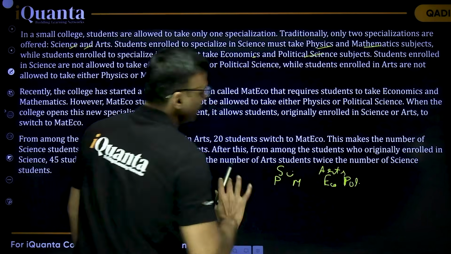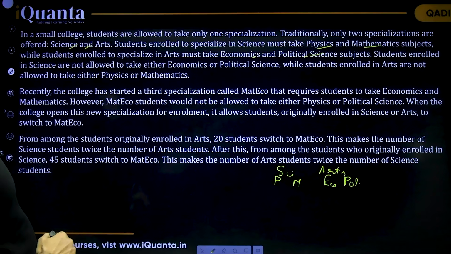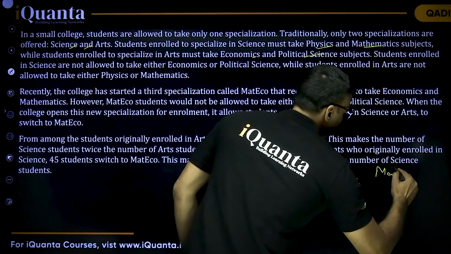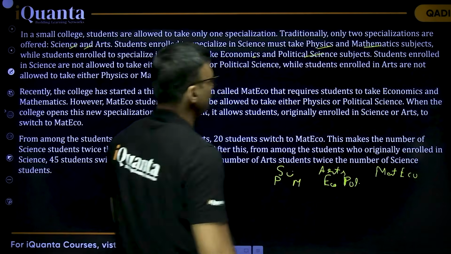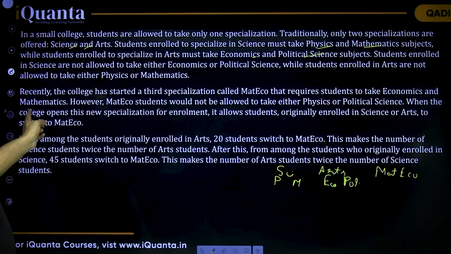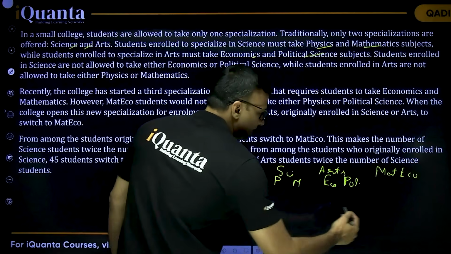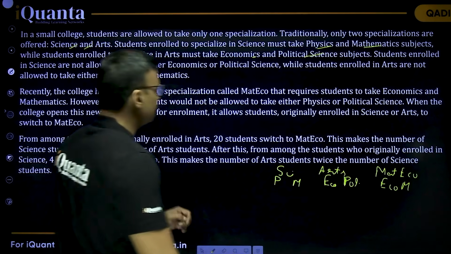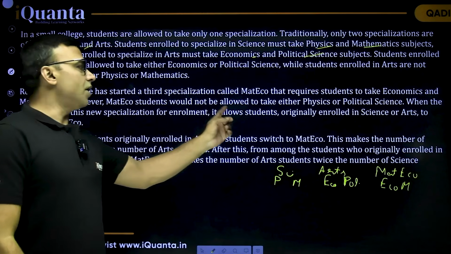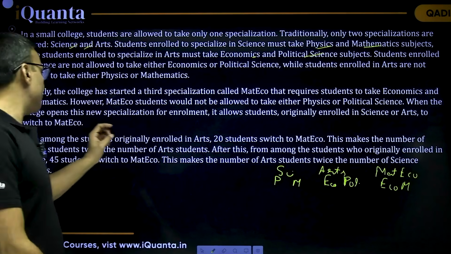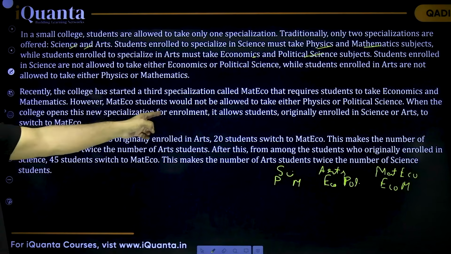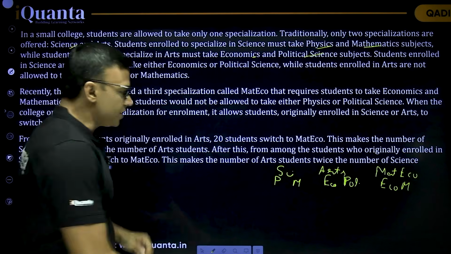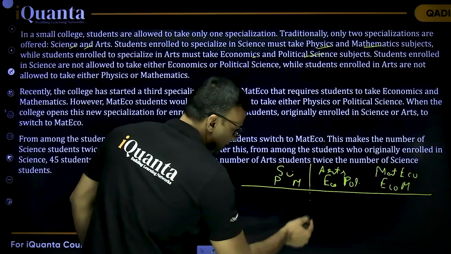Right? That's it. Now, recently the college has started a third specialization called Math Eco. Math Eco students take economics and maths. So basically we are taking economics from here and maths from here. These students would not be allowed to take physics or political science. When the college opens this new specialization for enrollment, it allows students originally enrolled in science or arts to switch to Math Eco.